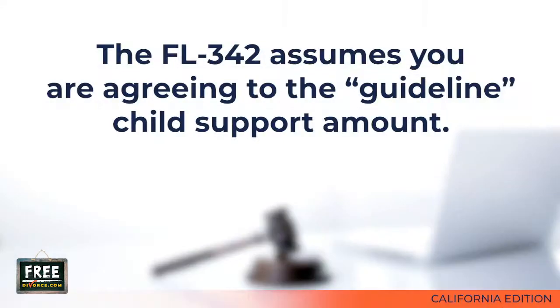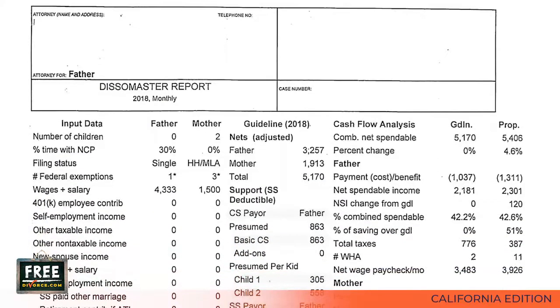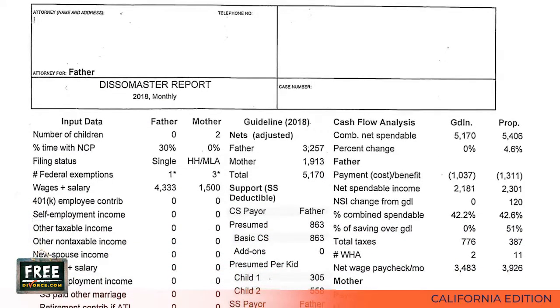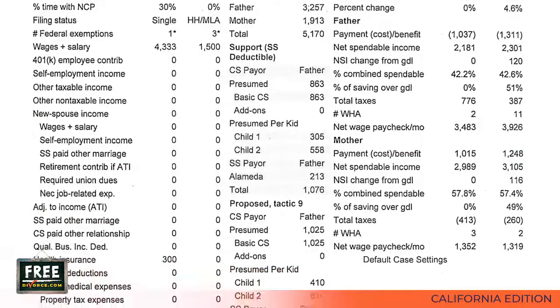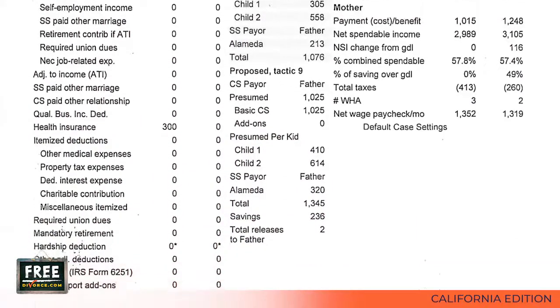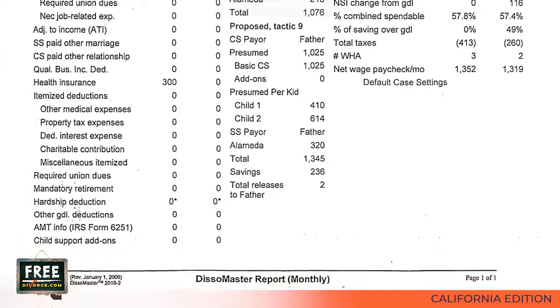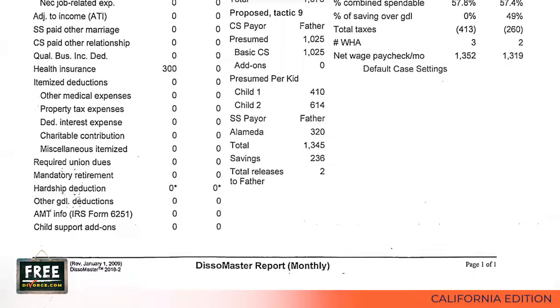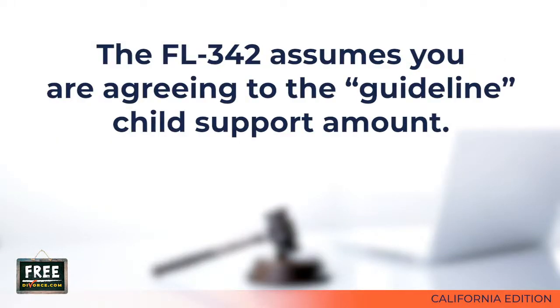Yes, the FL-342 assumes you are agreeing to the guideline amount of child support, which is the amount generated by a child support computer software program. As previously discussed, the guideline child support amount is determined by use of a computer program that incorporates the child support statutory guideline formulas. You don't have to agree to the guideline amount of child support.